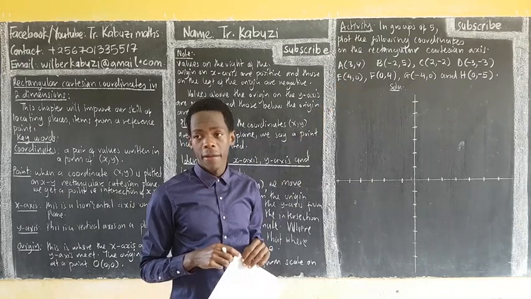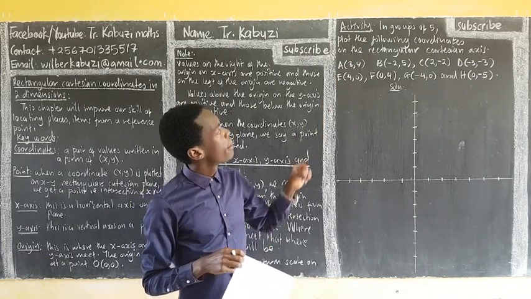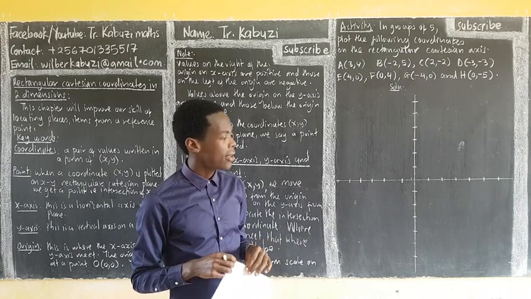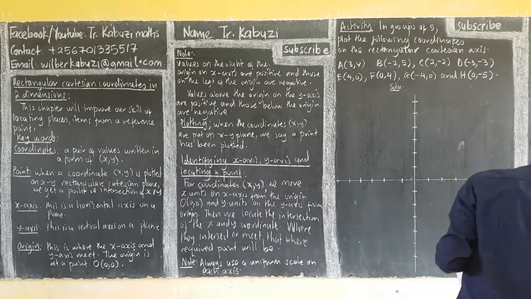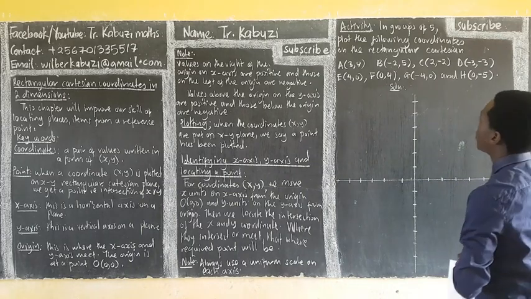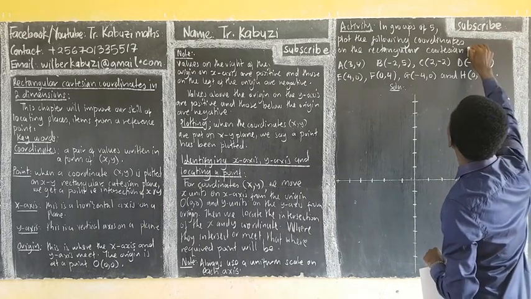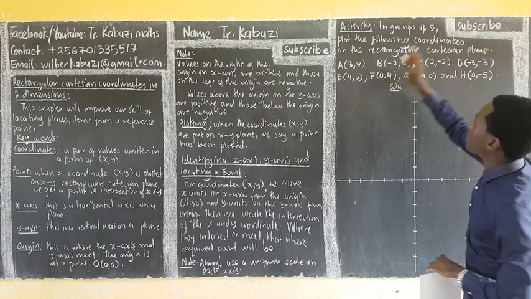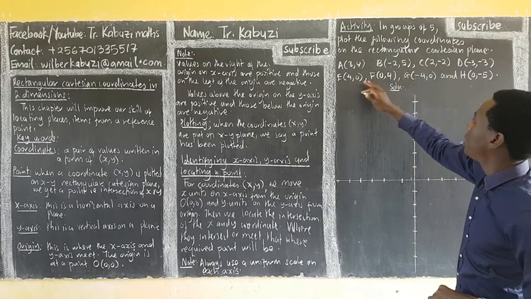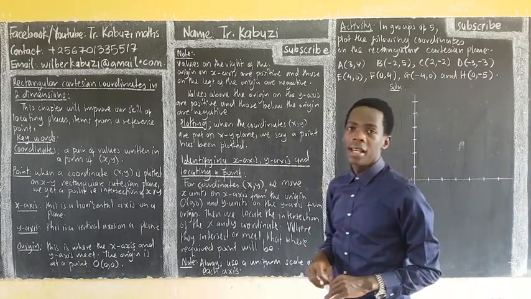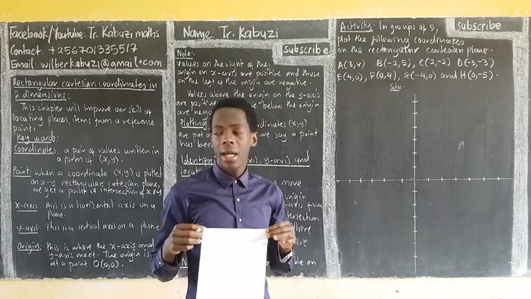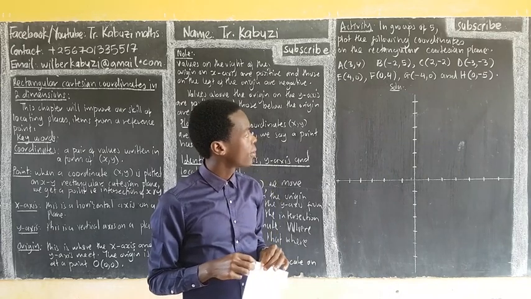Now you make groups of 5. You're going to do this work in groups of 5. Plot the following coordinates on the rectangular Cartesian plane. So we are going to be having points A, B, C, D, E. You locate them as you see. So we are going to do that in groups of 5. Then I'm going to pick one group, and then we see and we go through it.